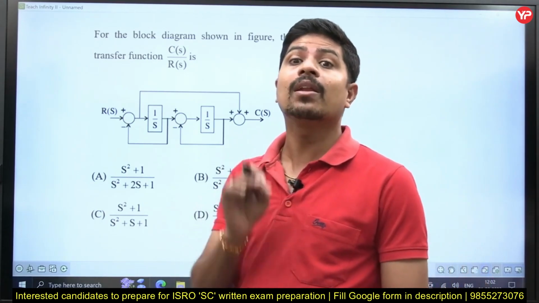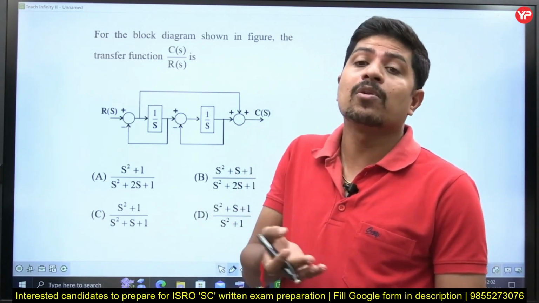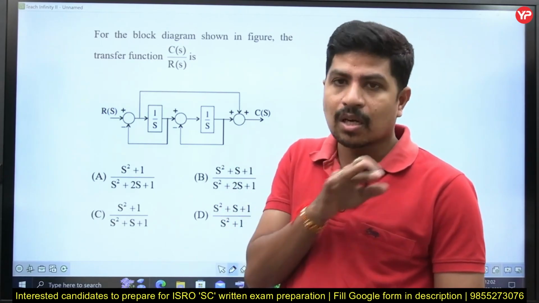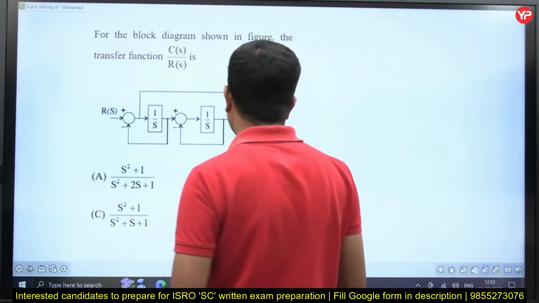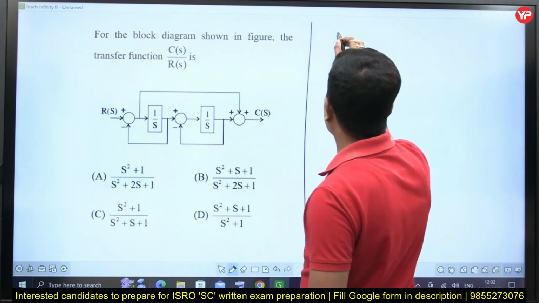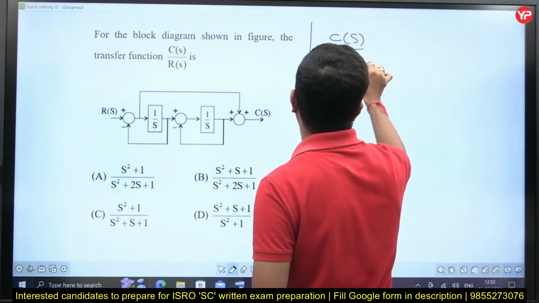Mason's gain formula is equally applicable for block diagrams also. People will convert the block diagram to a signal flow graph, then apply Mason's gain formula, but that much struggle is not required. Directly you can apply Mason's gain formula for block diagrams also. Observe here, what is asked? The transfer function, C of S by R of S, is equal to, what is the formula?